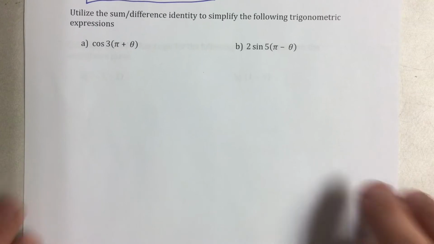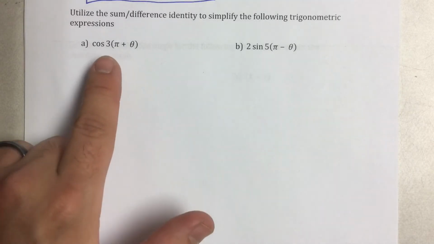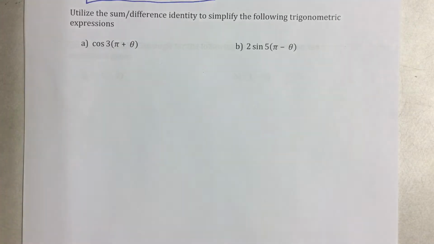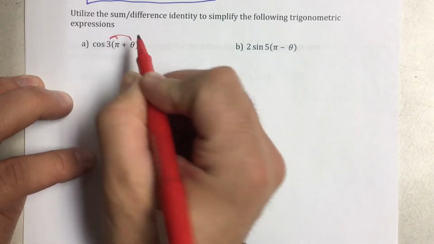So moving on from completing the square, the whole idea of a skill review is looking at all the skills we need for this unit. This is another skill, using the sum and difference identity. I'm going to put a link here to where I originally talked about the sum and difference identity, if you need to go back and look at that more. But let's see what we have. We have cosine of 3 multiplied by pi plus theta. The very first thing I encourage you to do is think of distributing this 3.